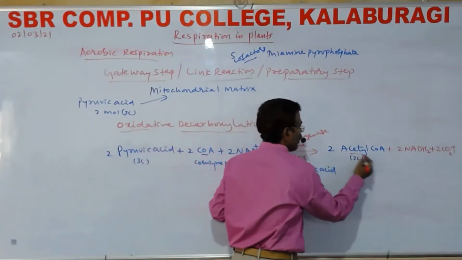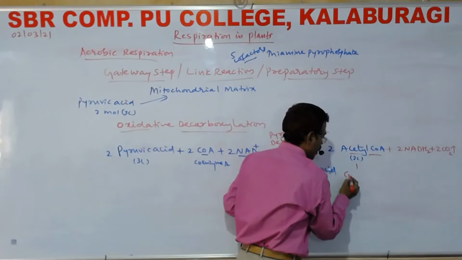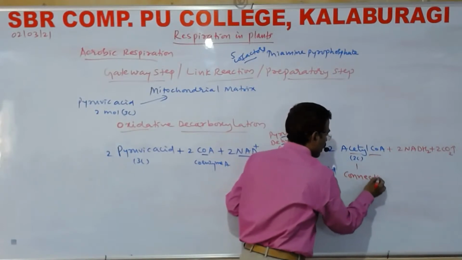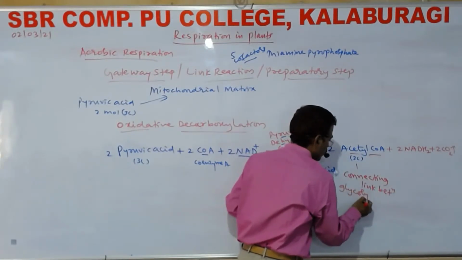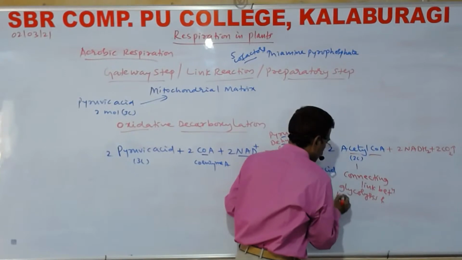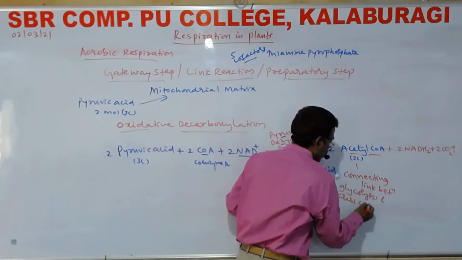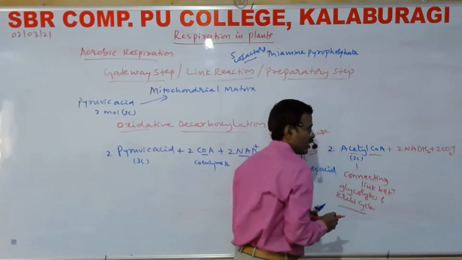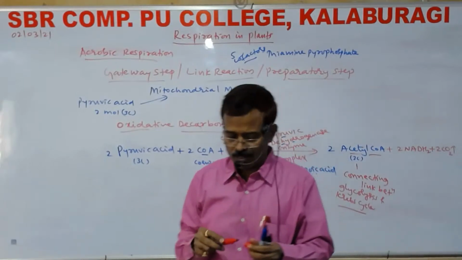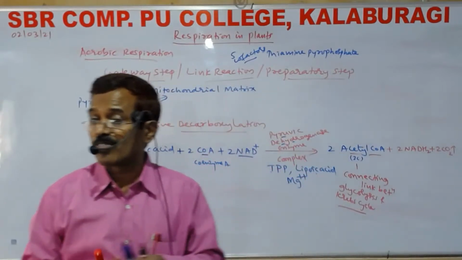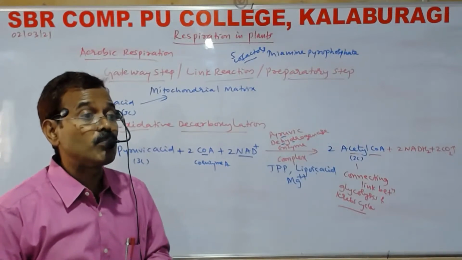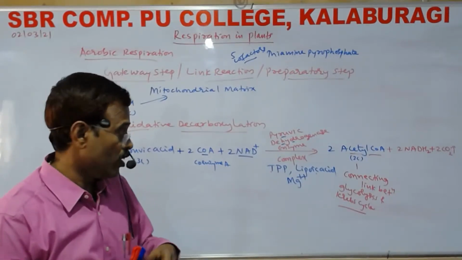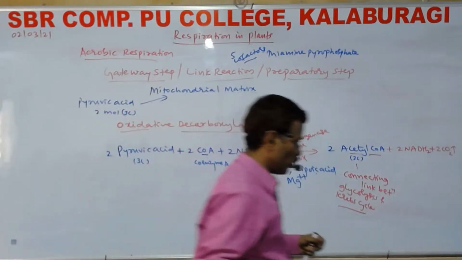This acetyl coenzyme A is known as the connecting link between glycolysis and the Krebs cycle, which now directly enters the Krebs cycle. Remember this. Okay, so we continue tomorrow.